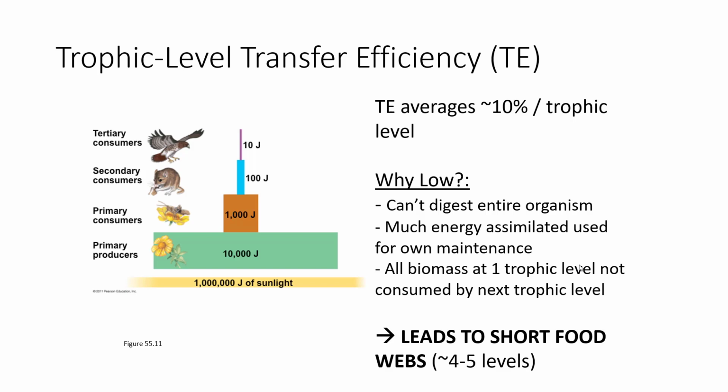A lot of it's going to be given off as feces. There's also a lot lost in metabolism, used for their own maintenance. So all the biomass of one trophic level will not always be consumed by the next trophic level. Mice don't necessarily eat all the parts of a grasshopper, for example. And this loss of 90% of energy at every trophic transfer is going to lead to shorter food webs of about 4 to 5 levels max.